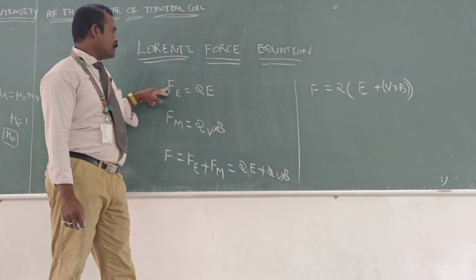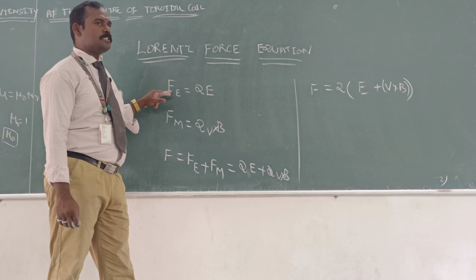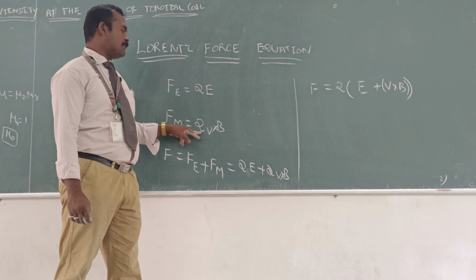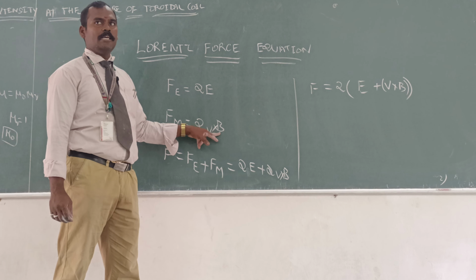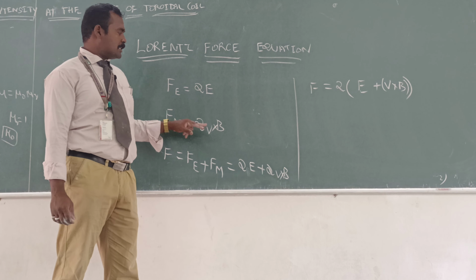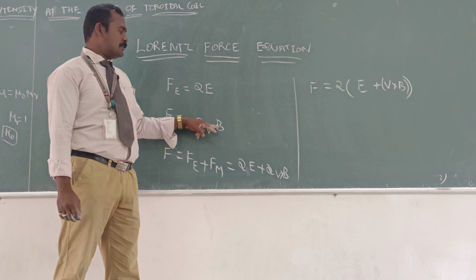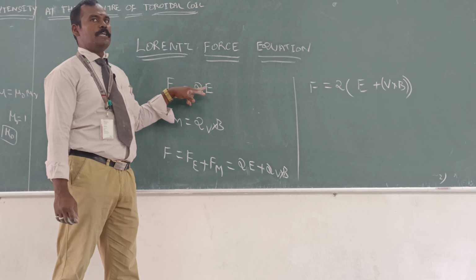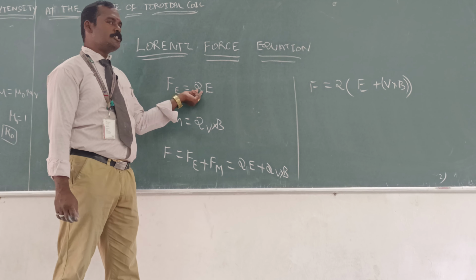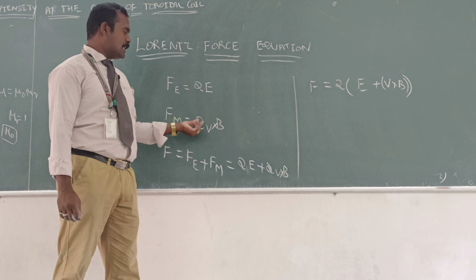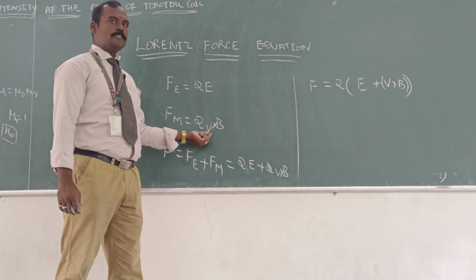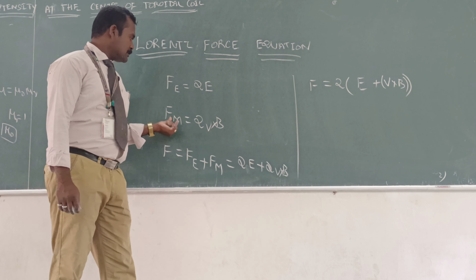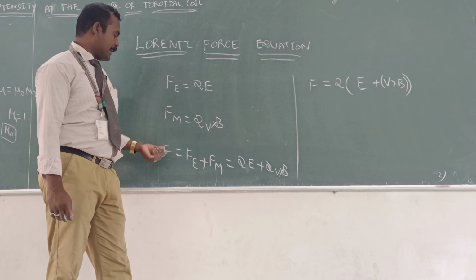So F is the force in the electric field, then the force in the magnetic field. For the force in the magnetic field, we need to consider the magnetic flux density with respect to the velocity. That is Q into V cross B. So here that is Q into electric field, that is the charge into electric field. Here the charge is moving with a particular velocity in the magnetic flux density. That is the force in the electric field and the force in the magnetic field.